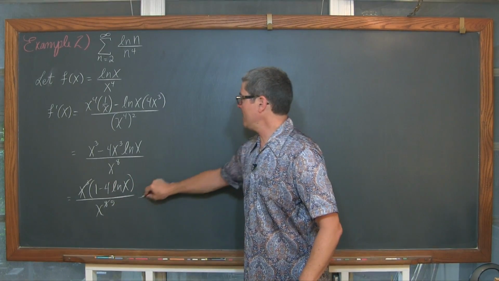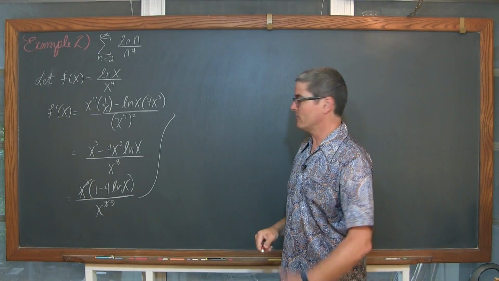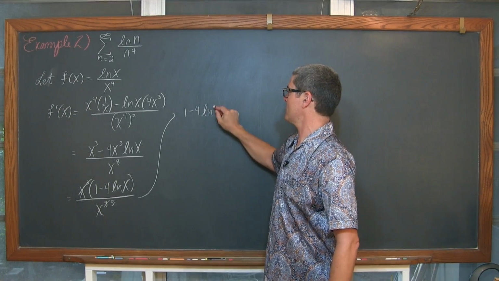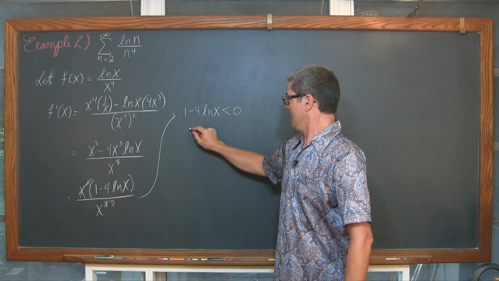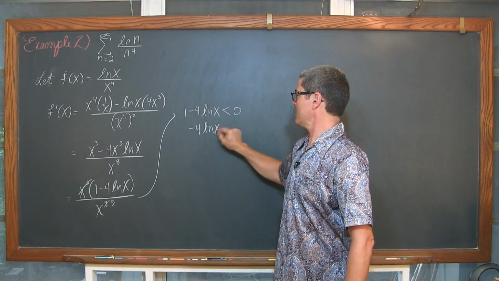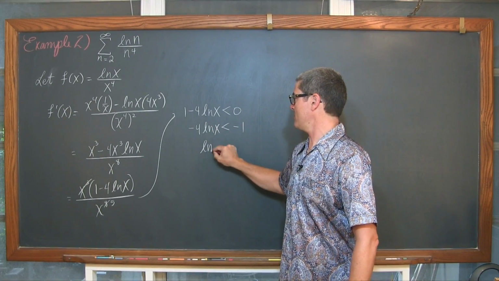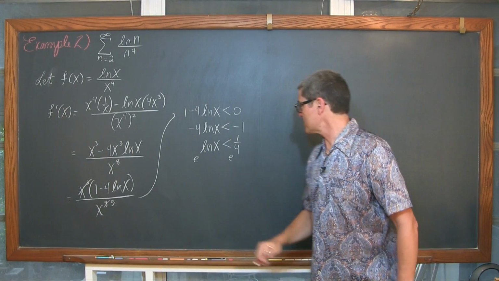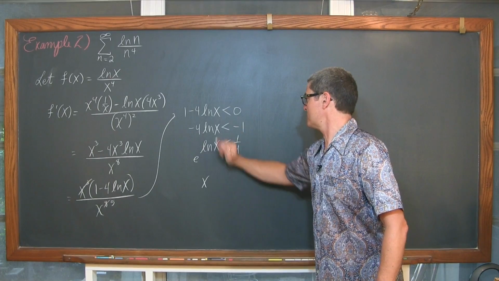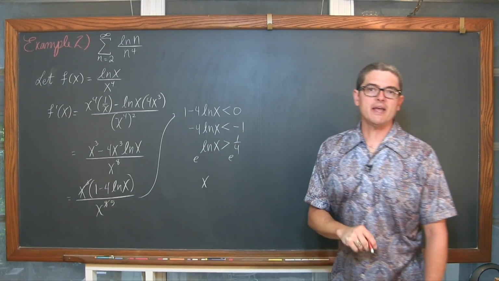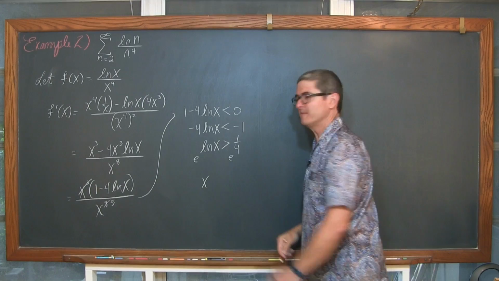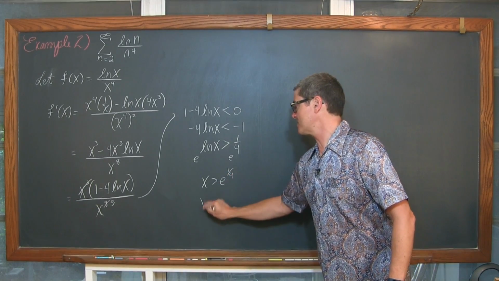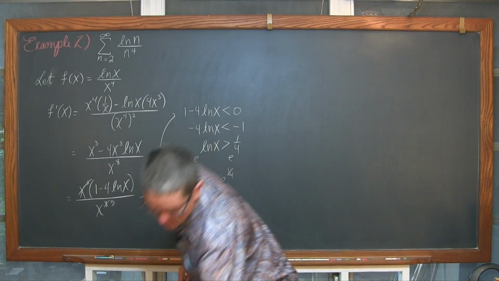So when is f prime going to be negative? When is this function decreasing? Well, we have, again, 1 minus 4 times the natural log of x needs to be less than 0. So now we have negative 4 natural log of x is less than negative 1. Now we have natural log of x is less than 1/4. Making both sides an exponent of e, and we have x, whoops, divided by a negative number. Yeah, switch that sign. So we have x needs to be greater than e to the 1/4, which means x needs to be greater than 1 point something right off the top of my head.